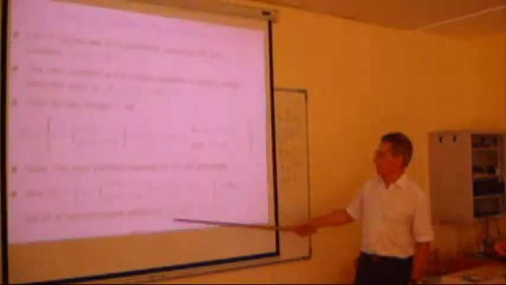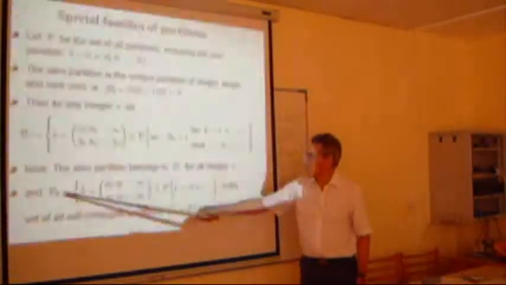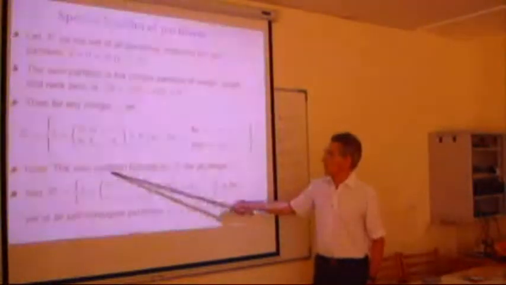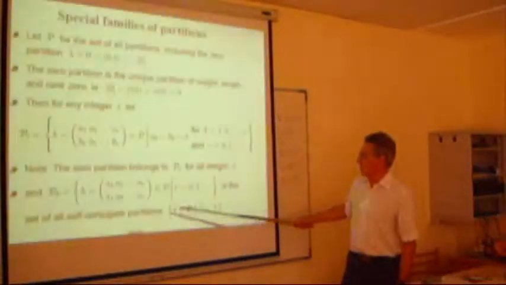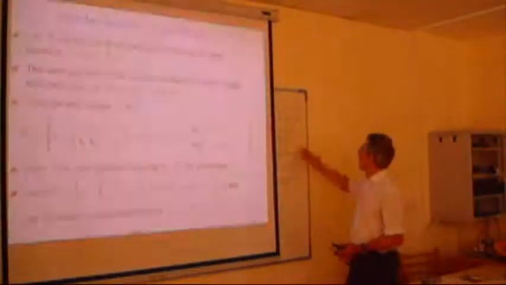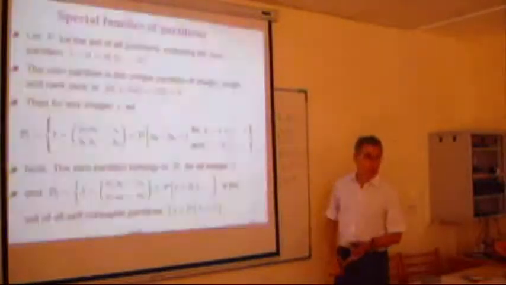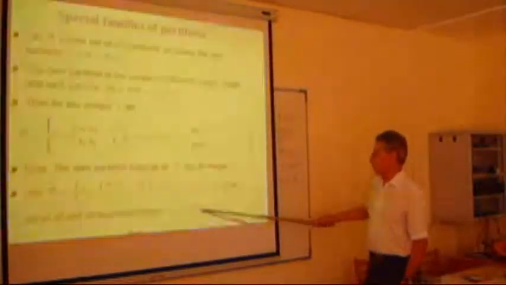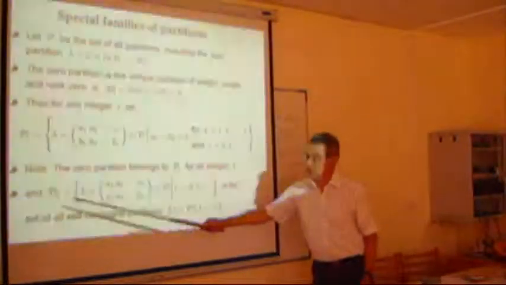And one special case which we met in Popov's talk is when t is 0, these arm and leg lengths are the same, the partition is self-conjugate. It's symmetric under reflection through this main diagonal. So the self-conjugate partitions correspond to P_0.